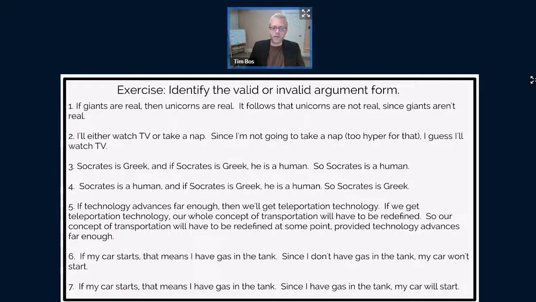A disjunction has a left disjunct and a right disjunct. The left disjunct is I'll watch TV. The right disjunct is I'll take a nap. And it's named after the fact that it has a disjunction in it, so it's called the disjunctive syllogism. Yes, that's right. It's with an I instead of a Y at the beginning, but that's close enough. Hey, you remembered it, so that's good. So that was a disjunctive syllogism, and it's valid.